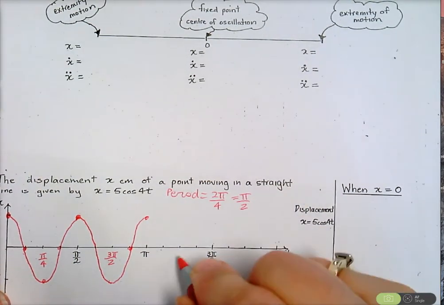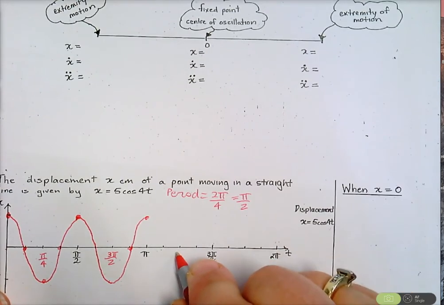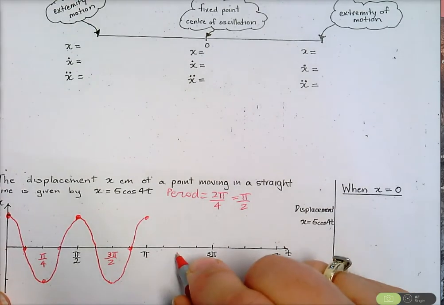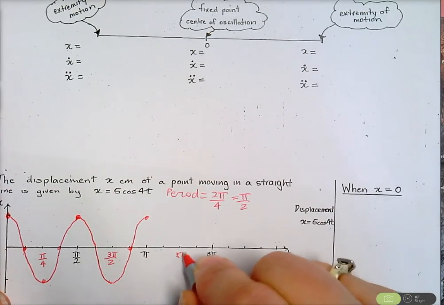Are we good? What's this one here? That's 1, 1.5. That's 1 and 3 on 4, 1 and 1 on 4, which is 5 pi on 4.